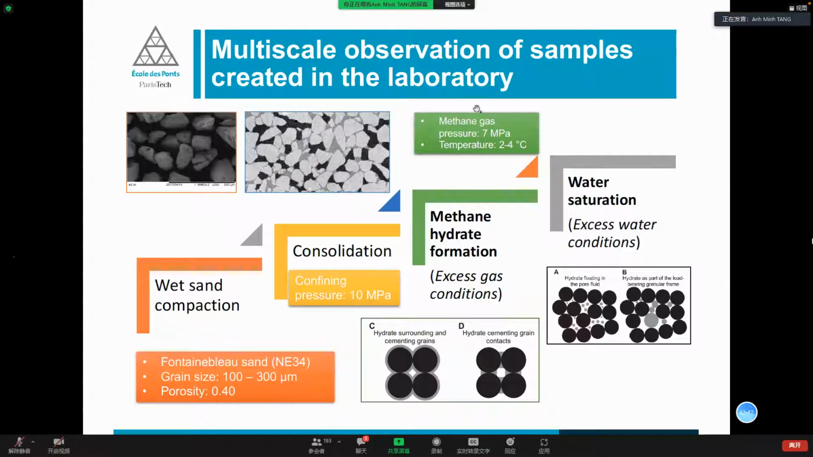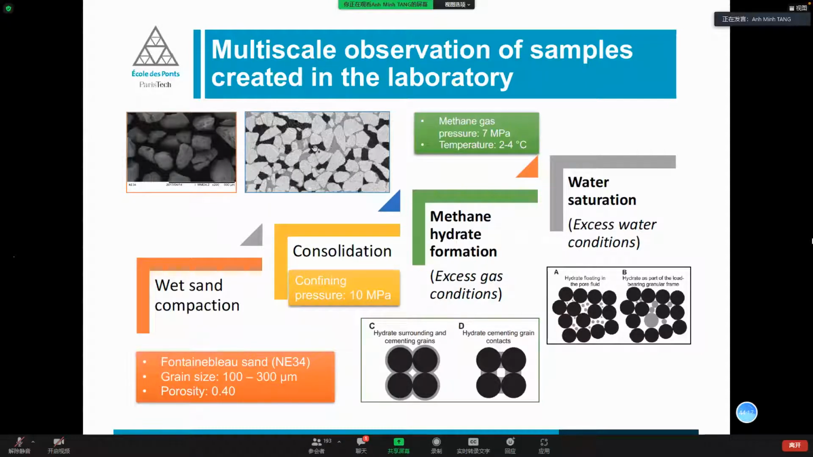In our lab, what we did in our project is that we try to see what happened at different scales in a sand sample when we create hydrate inside. So here the sand particle, around 200 micrometer sand, and you compact wet sand here. This is the X-ray microtomograph picture of the sand grain. Here is the water and here is the gas, methane gas.